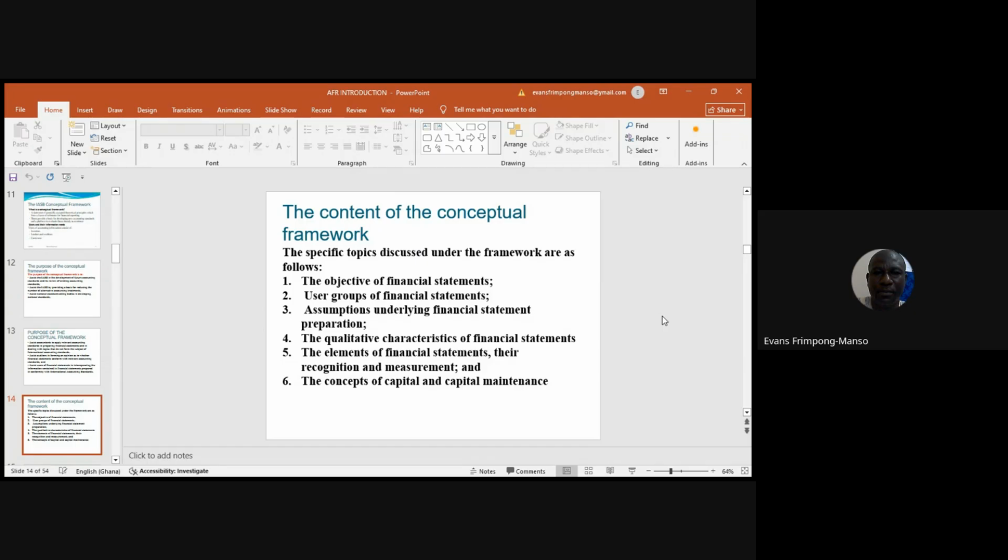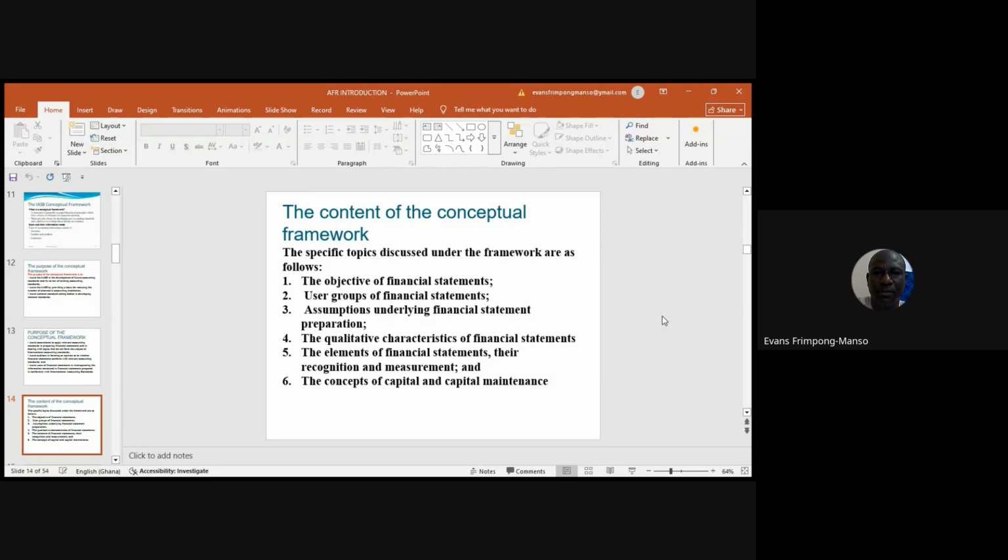When you pick the conceptual framework, it has been divided into 6 major parts. The first one is the objective of financial statements. Why do we prepare financial statements? That's number 1. Number 2 talks about the user groups, those people who use the financial statements. I just mentioned some of them to you.